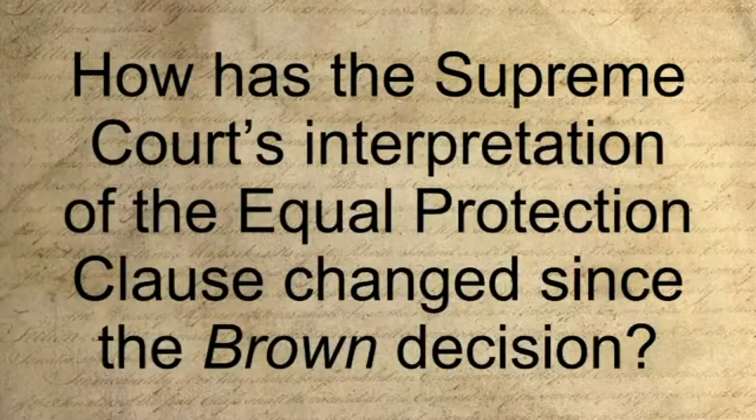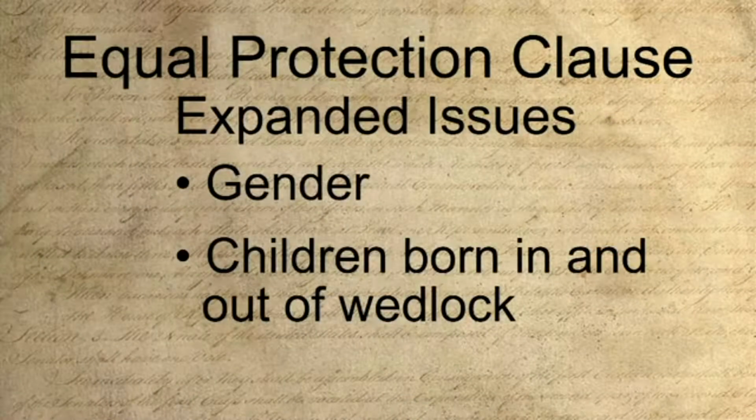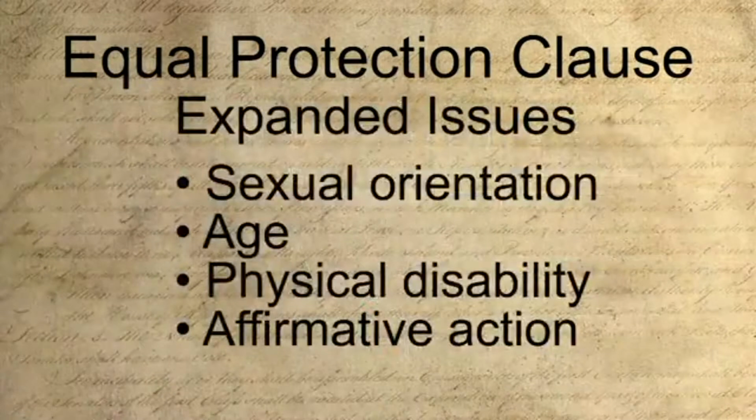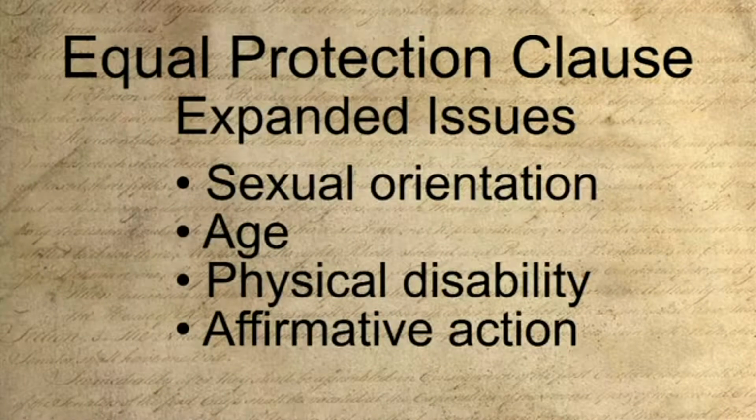Has the Supreme Court's interpretation of the Equal Protection Clause changed since Brown? Yeah, it's gone beyond racial segregation to tackle other kinds of formal inequality. So, for example, in the 1970s through today, the Supreme Court has addressed the question of when, if ever, it's permissible for government to treat people differently on account of gender. It has addressed laws that treat children differently depending on whether they were born in or out of wedlock. It has addressed laws that treat people differently based on their sexual orientation or their age or their physical disability.